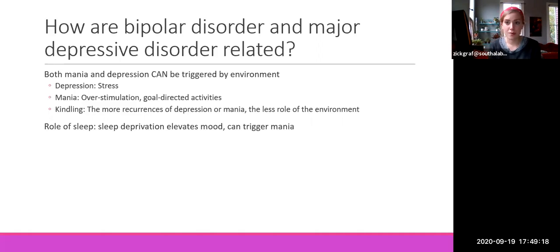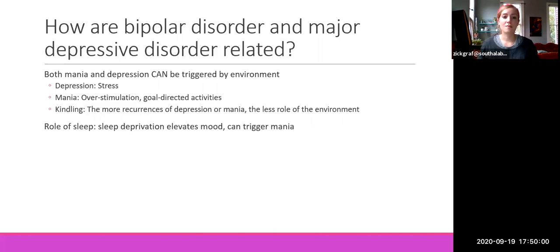Both depression, unipolar depression, and bipolar disorder tend to become more endogenous over time. So in unipolar depression, a first depressive episode is more likely to be triggered by an environmental stressor, but then subsequent depressive episodes are increasingly likely to be endogenous. They're not necessarily triggered by anything in the environment, or they're triggered by a lower level stressor than it would have taken originally to trigger a depressive episode. And that is the kindling theory of mood disorders, that basically the more time you spend depressed or manic, the better your brain gets at being in that state, and the easier it is to trigger that state, so the less input from the environment is needed.